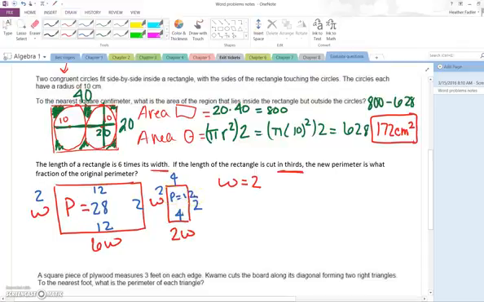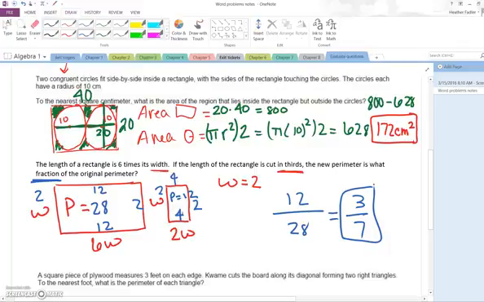All right, so the new perimeter is what fraction of the original? My new perimeter is 12. My original is 28. If we simplify that, we get 3/7. So it looks like 1/3, and you would totally have an answer of 1/3 on your EOC, but it's not 1/3.